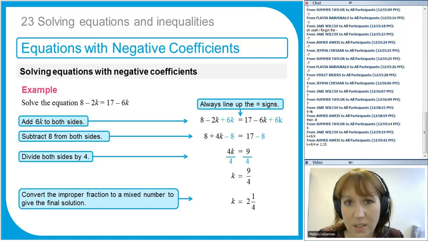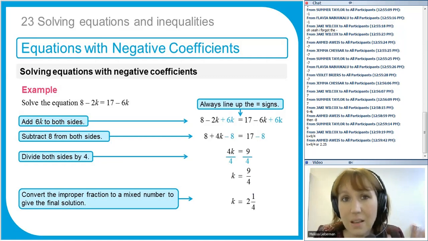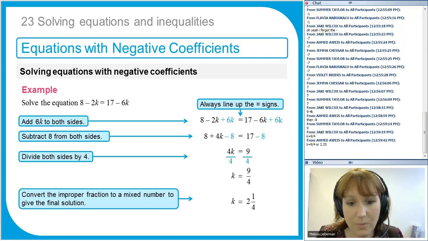They're all equivalent. If you want to make life easier for yourself, just leave it as 9 over 4. You would still get full marks unless the question specified leave your answer as a decimal. You could just leave it as a top-heavy fraction like that. That's absolutely fine. Okay, that's quite a tricky one.